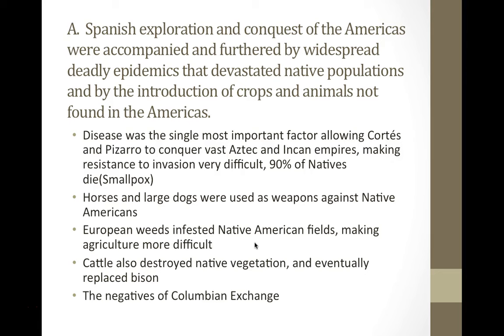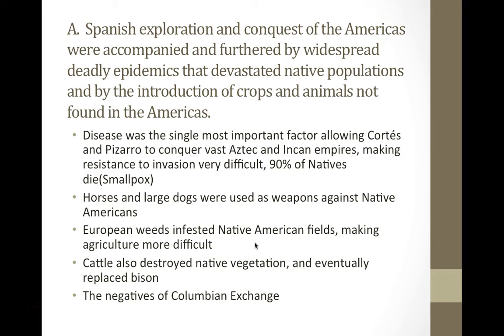All right, 90% of natives are going to die from smallpox, a number that's almost hard to even comprehend. We're going to have horses and large dogs, which are going to be brought in to use as weapons against Native Americans. European weeds are going to infest Native American fields, which is going to make agriculture more difficult for the Native American survivors. Cattle are going to be brought in by the Spanish over time. It's going to destroy native vegetation. We're going to see a drop in the bison population. These are the negatives of the Columbian Exchange.